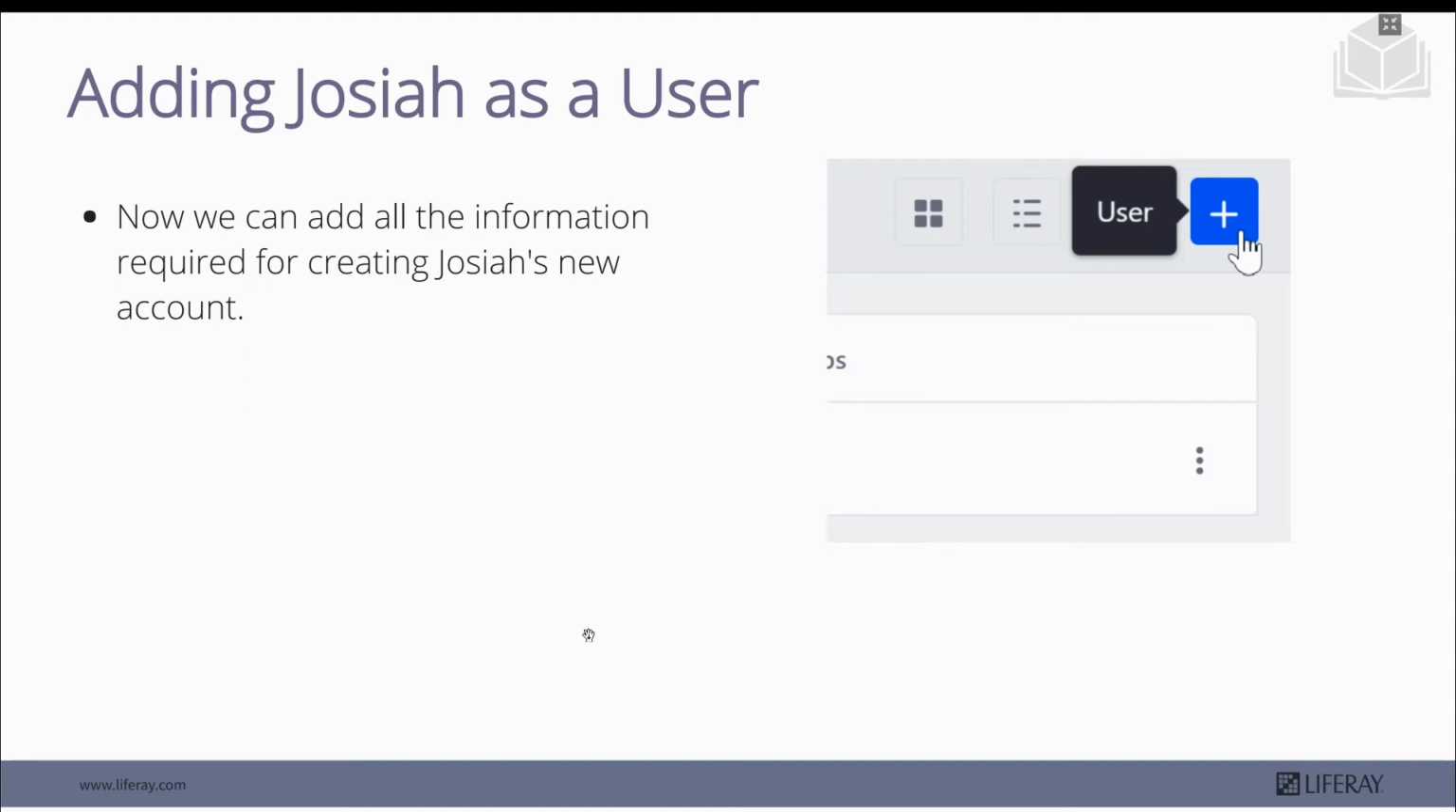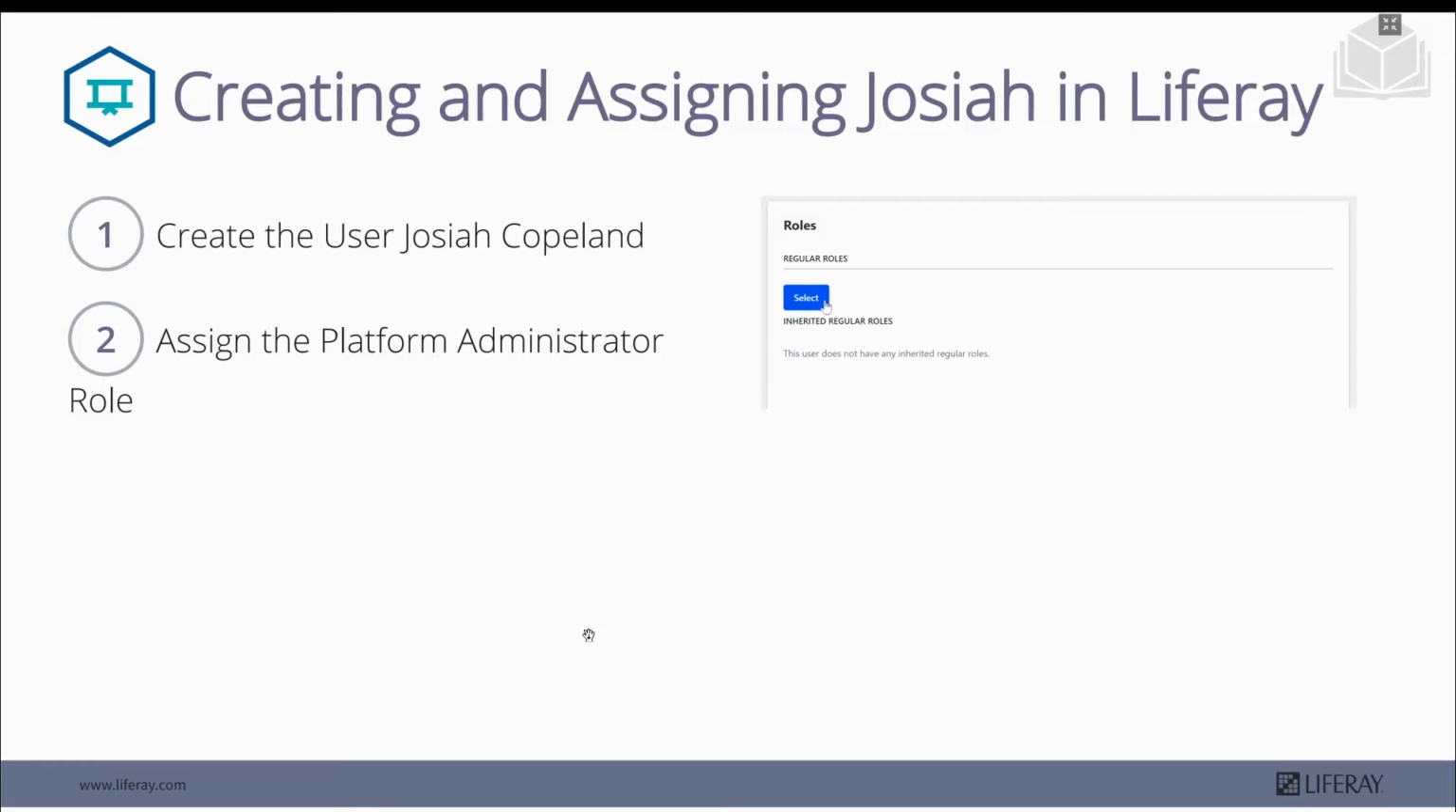In our next exercise, we're going to add Josiah as a user to Liferay. So let's highlight the steps here. We're just going to create the user Josiah, and then from there, we're going to make Josiah an admin of the platform. So let's head over to our Liferay instance and take a look at how this is done.